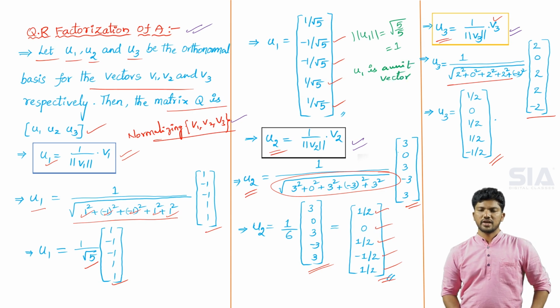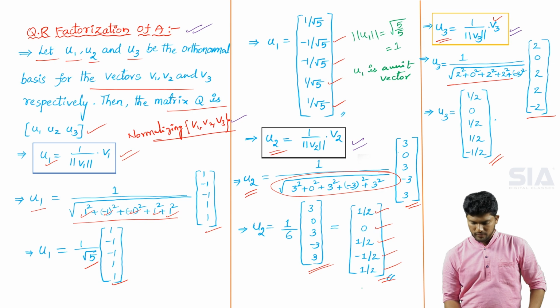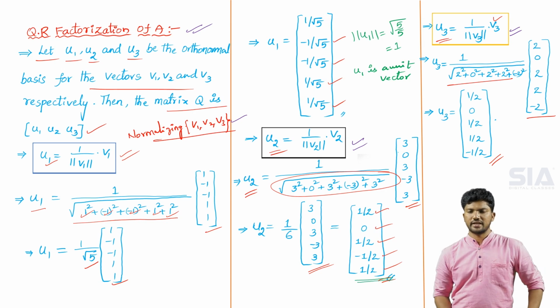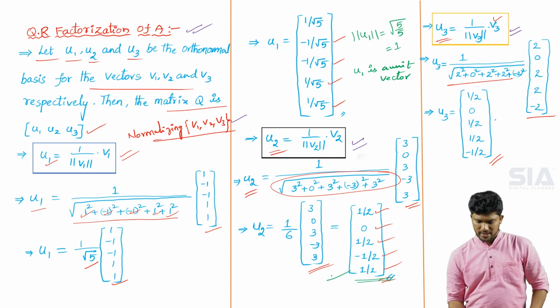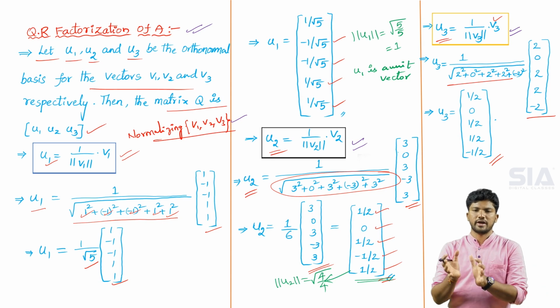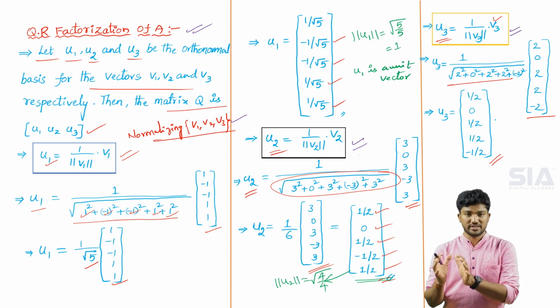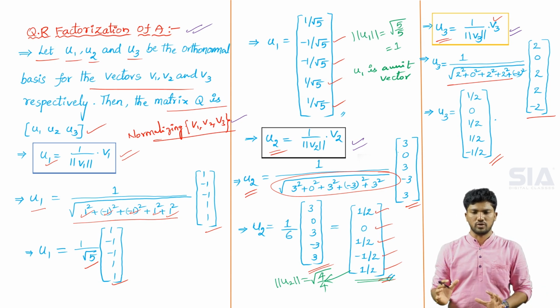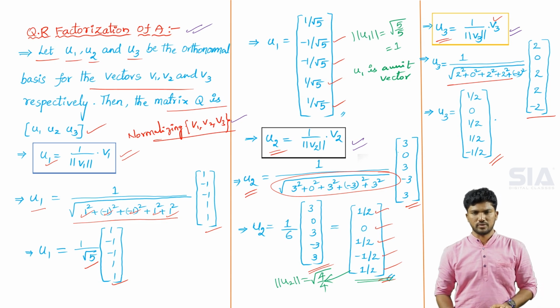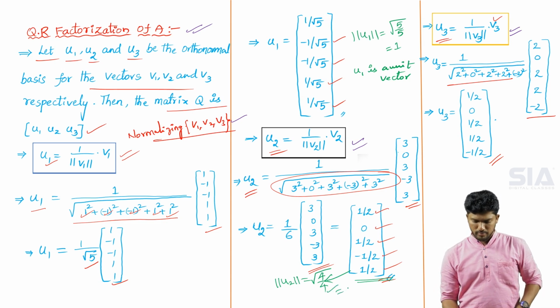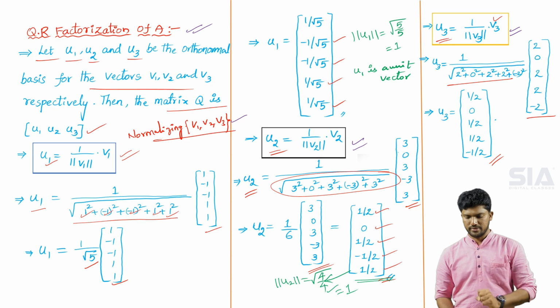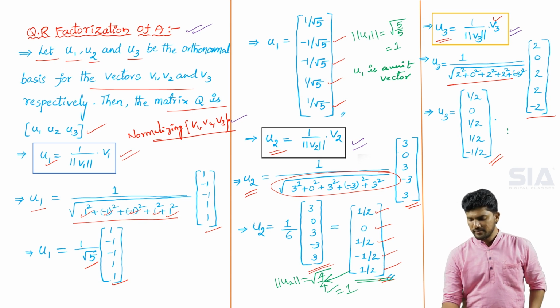Similarly for u suffix 2, the resultant vector is this one. For this also you can apply the norm of u suffix 2. Therefore you will get the square root of 4 by 4, that means 1 by 2 whole square plus 1 by 2 whole square plus minus 1 by 2 whole square plus minus 1 by 2 whole square. If you do it in this format, the norm of u2 also comes out as 1. Similarly the norm, the length of u3, is also 1.